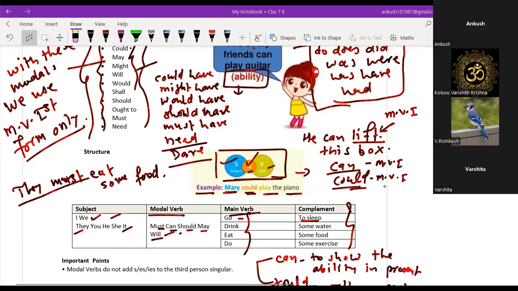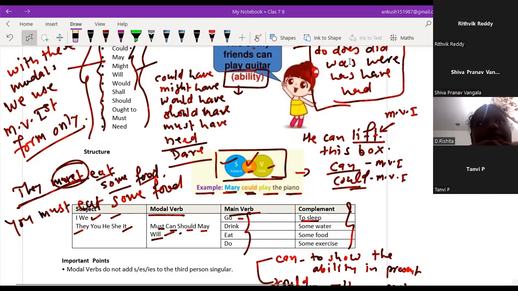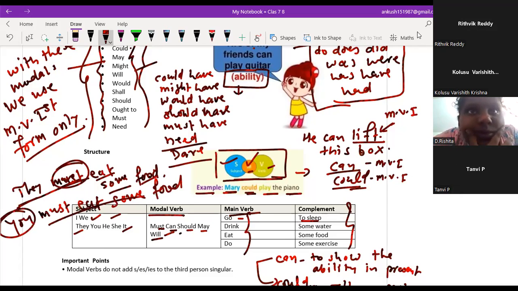I have written here "must eat some food." Suppose I'm using this must with you. So what will be there? You must eat some food. Did you get it? So only the subject is changed, and due to this, the whole sentence is not changed. Okay, means there is no impact upon the rest of the sentence of any subject. Are you getting?